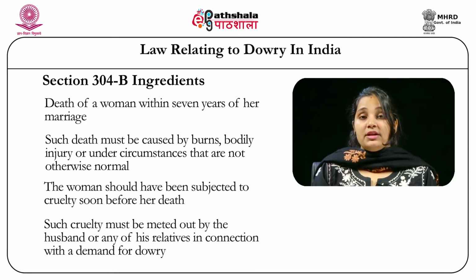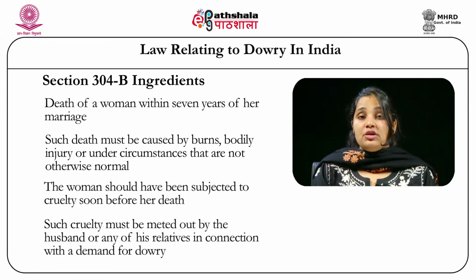So, which is why the terms here become relevant: the term killing a woman or the death of a woman under circumstances which are otherwise not normal. So, the death may also be caused by burns or bodily injuries, or under any such circumstance which does not appear to be normal. The third ingredient that I had mentioned was that she should have been subjected to cruelty soon before her death.